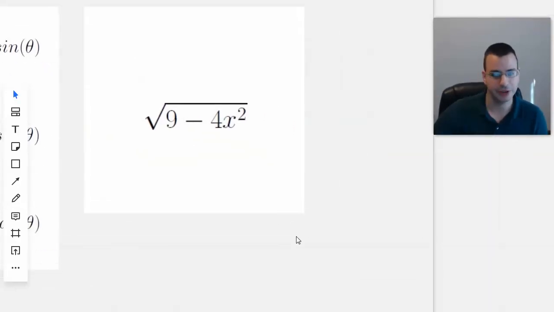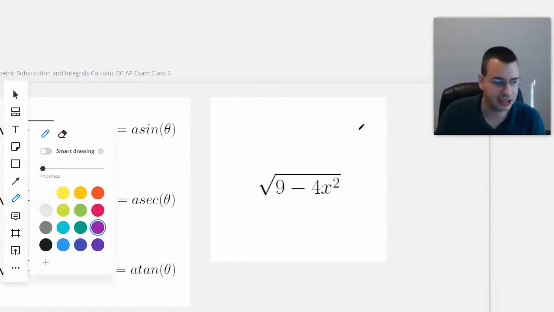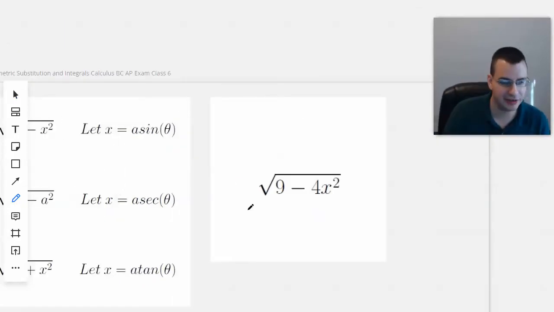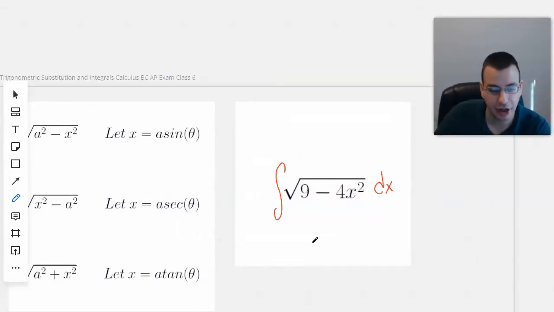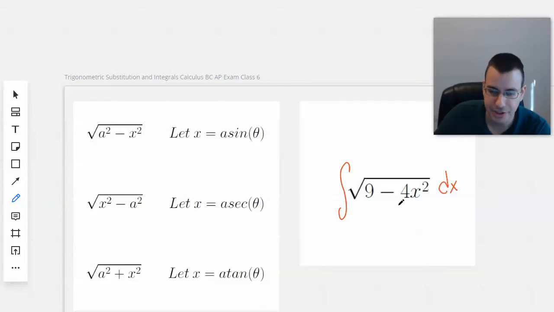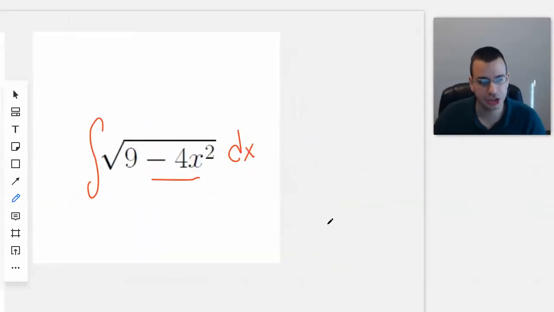Okay, focus. So we have 9 minus 4x squared. And let's say we want to find the indefinite integral of this. And we're like, okay, there's a negative sign associated with x. Ooh, but the form is wrong. We want the x squared. Okay, that's fine. But we're going to aim for the x equals a sine of theta. So we're going to start by rewriting this.